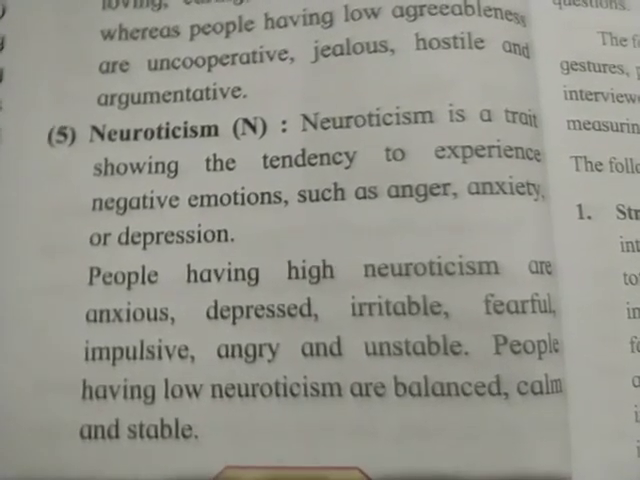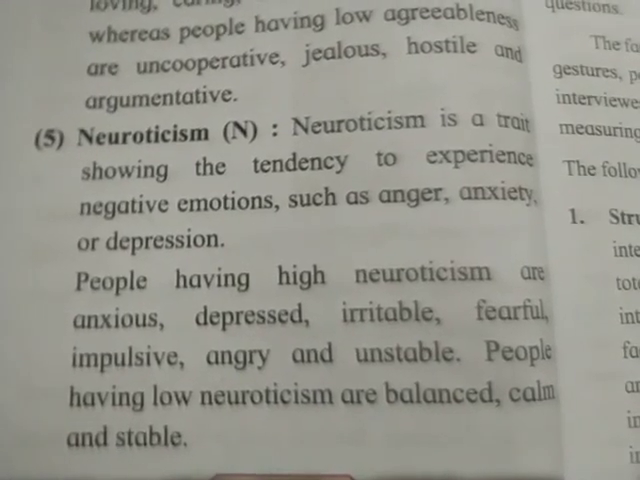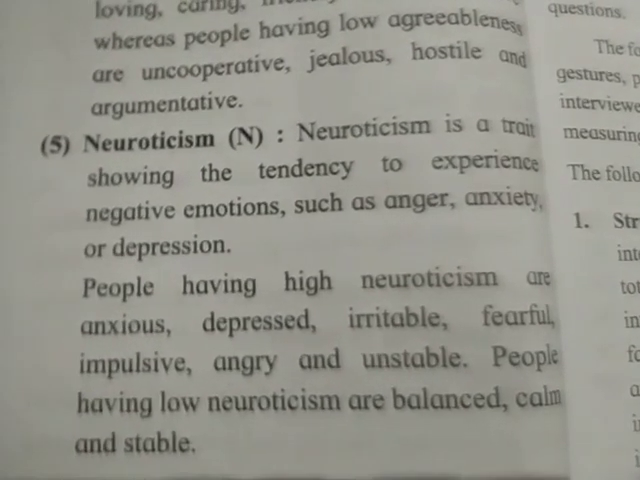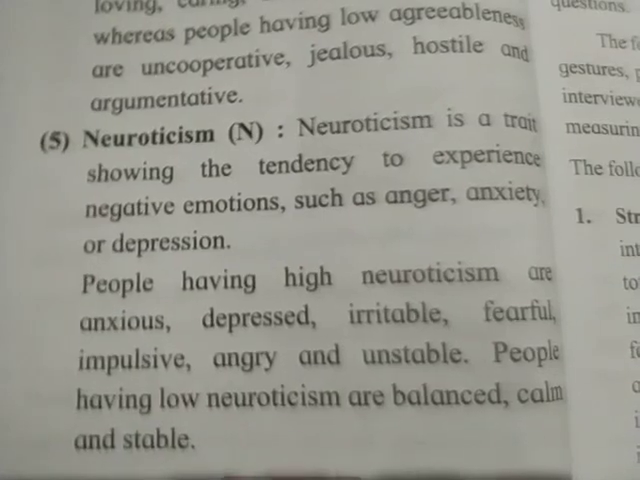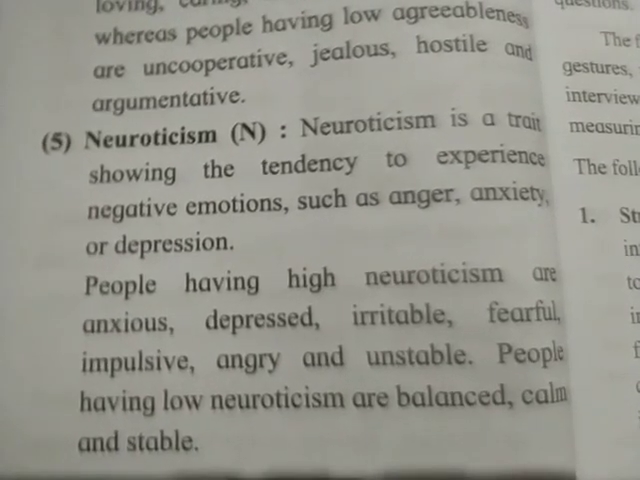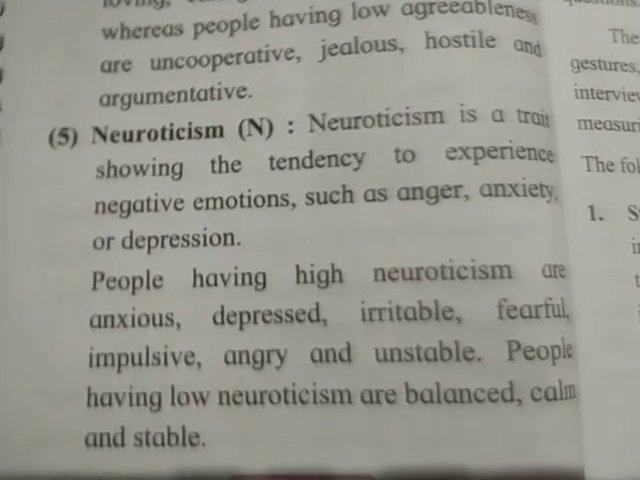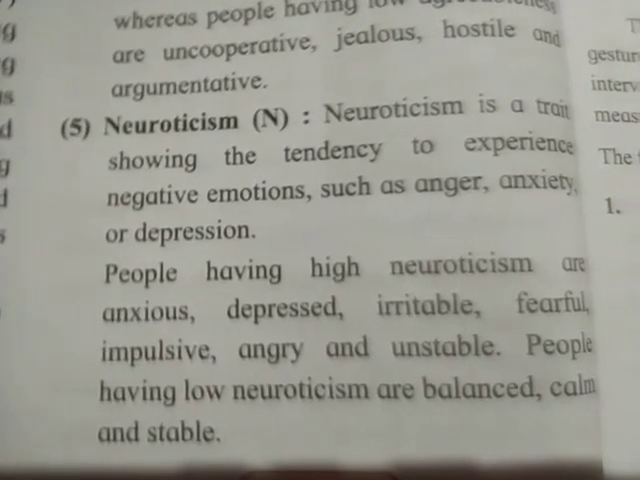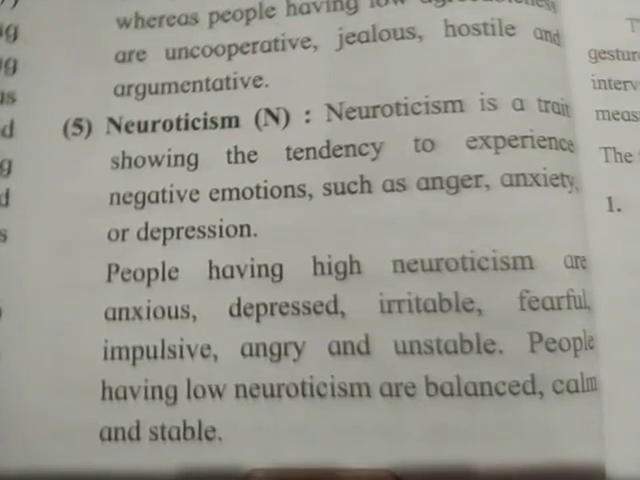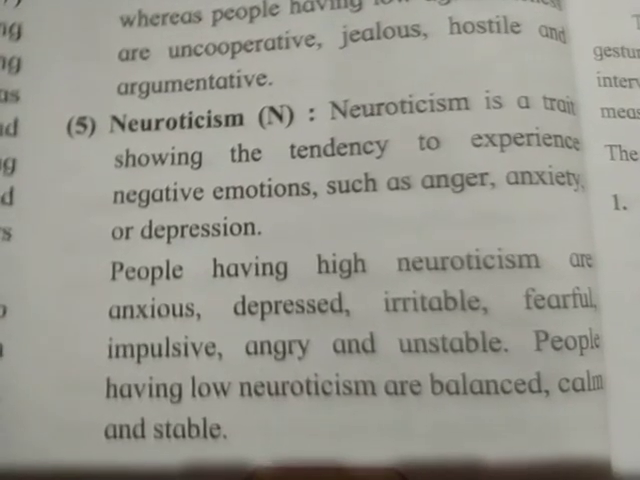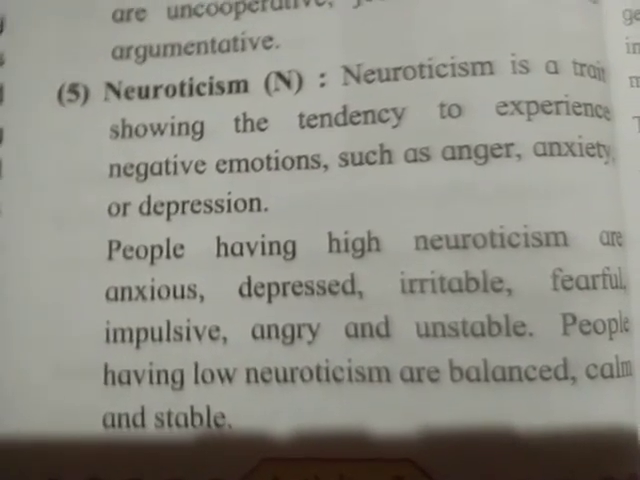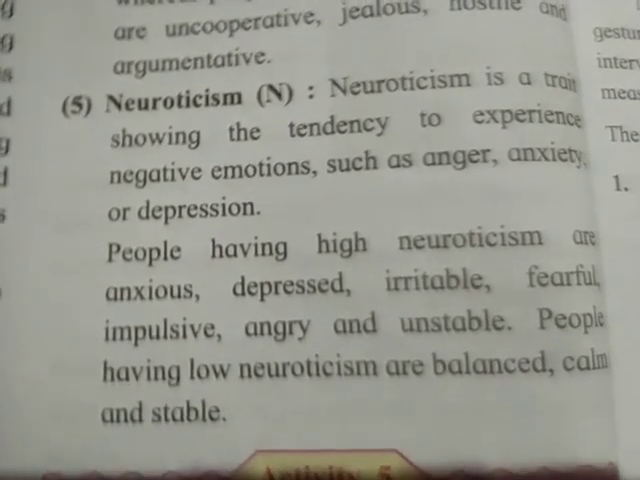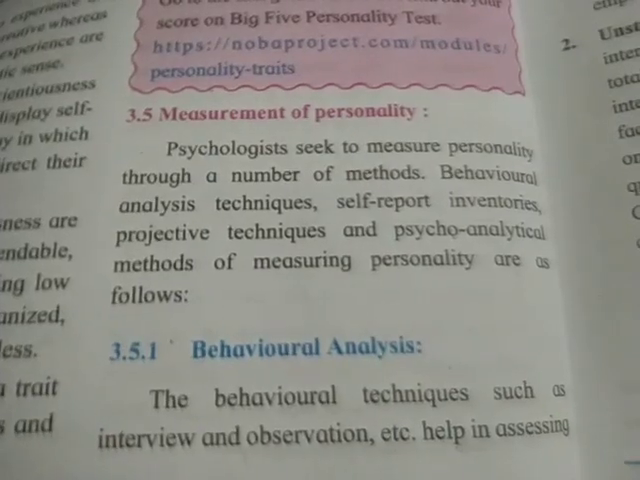Fifth, neuroticism. And neuroticism is a trait showing the tendency to experience negative emotions such as anger, anxiety, or depression. People having high neuroticism are anxious, depressed, irritable, fearful, impulsive, angry, and unstable. People having low neuroticism are balanced, calm, and stable.